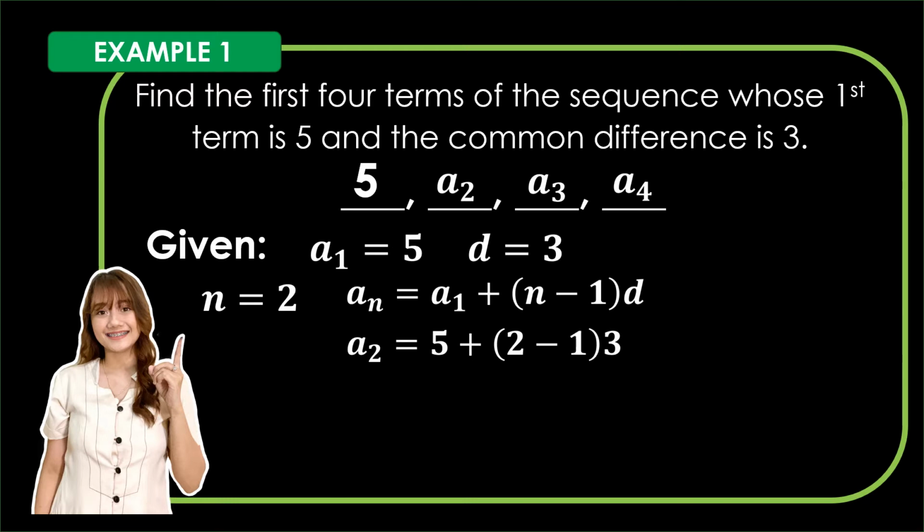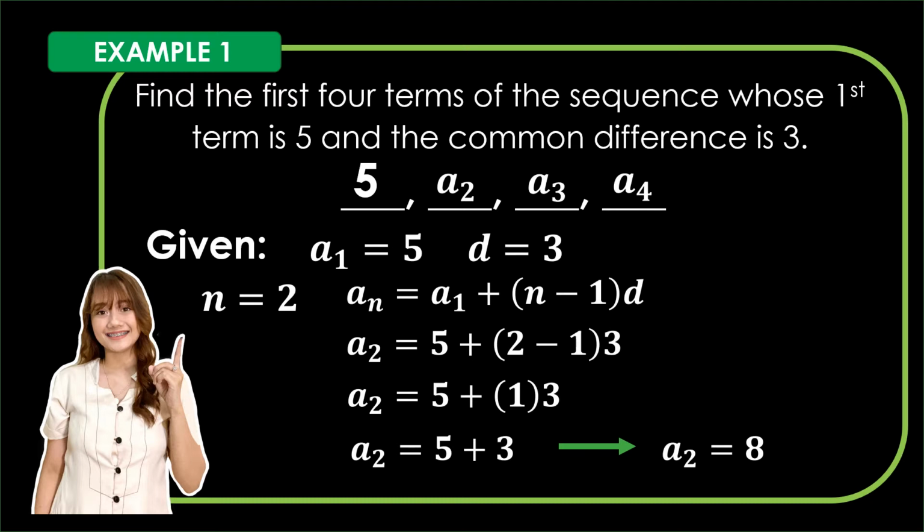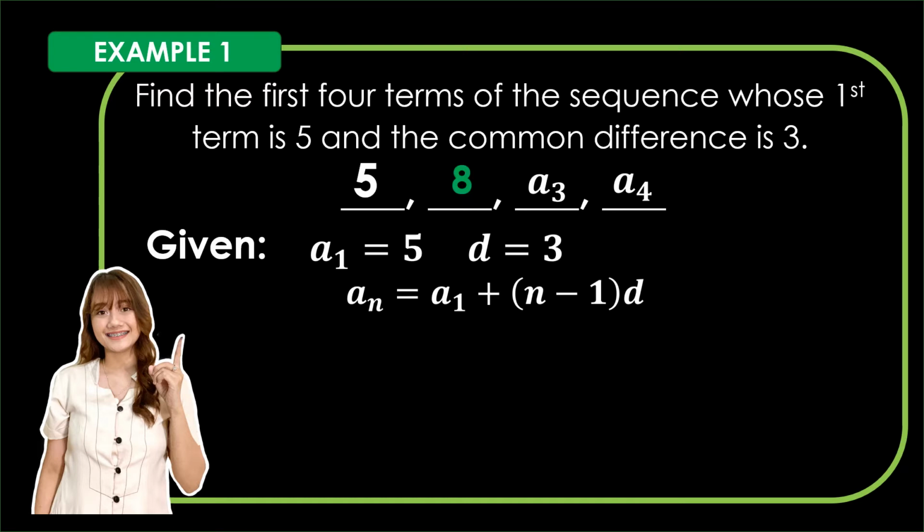Following the PEMDAS rule, we have a sub 2 is equal to 5 plus 1 times 3. We all know that 1 times 3 is also 3. So copy 5, we have 5 plus 3. We also know that the result of 5 plus 3 is equal to 8. Thus, our second term is 8. Now, substitute the value to our sequence. We now have 5, 8.